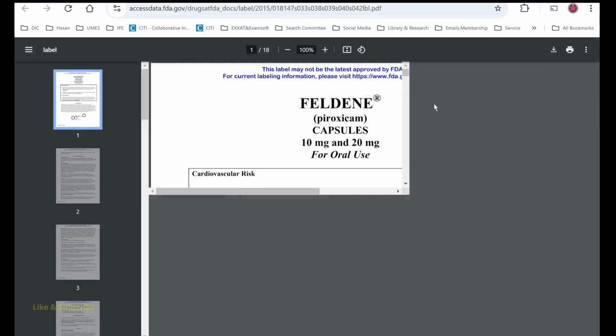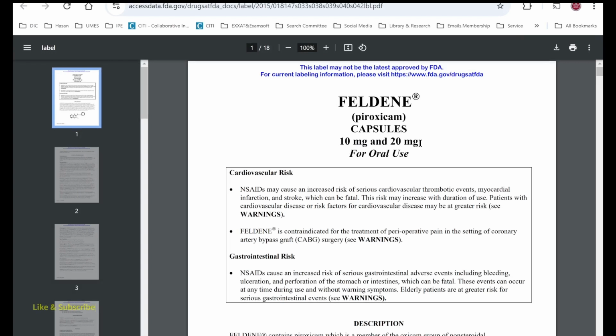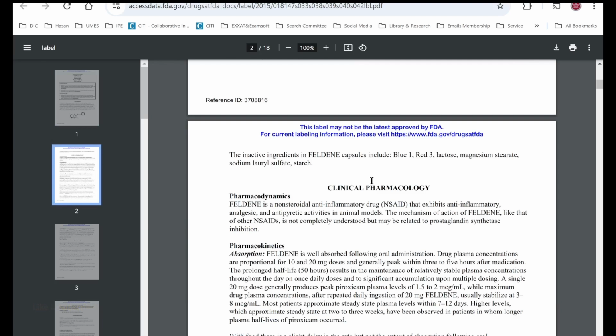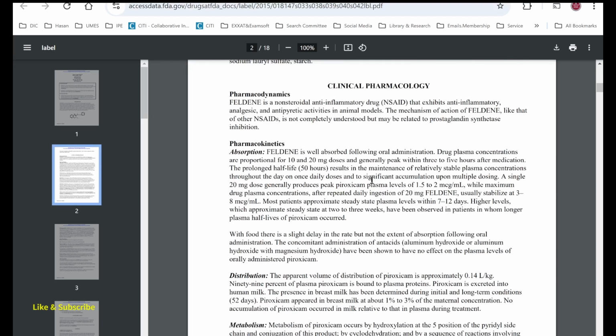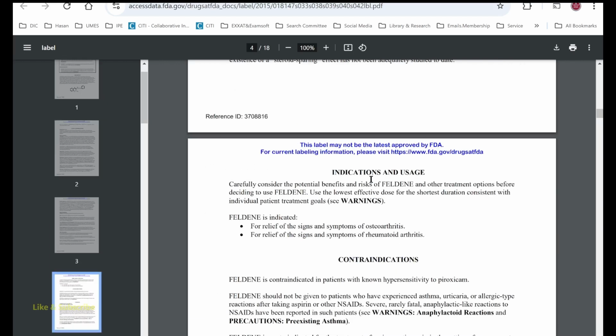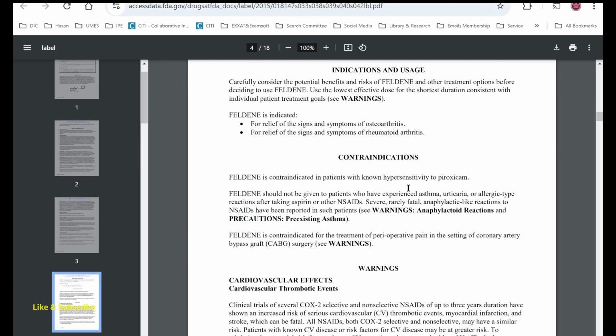Okay, we have Feldene here, the pharmaceutical form is capsule, 10 and 20 milligram. They remind us of the risk factors for cardiovascular, gastrointestinal, and peptic ulcer disease. Moving on to reading a little information about the side effects. Feldene is contraindicated in patients with known hypersensitivity to Piroxicam. Feldene should not be given to patients who have experienced asthma, urticaria, or allergic-type reactions after taking aspirin. So if the patient is allergic to aspirin, it's not recommended to use Feldene.